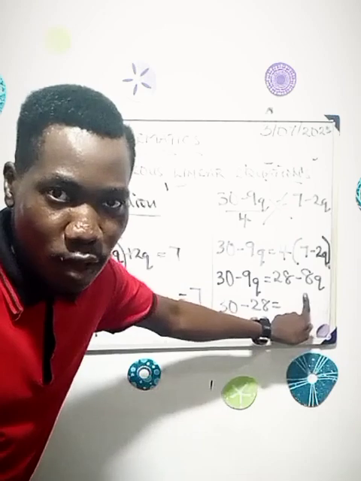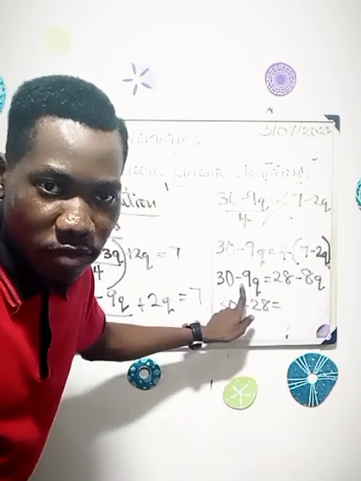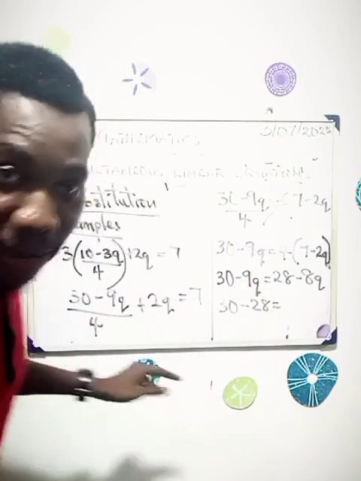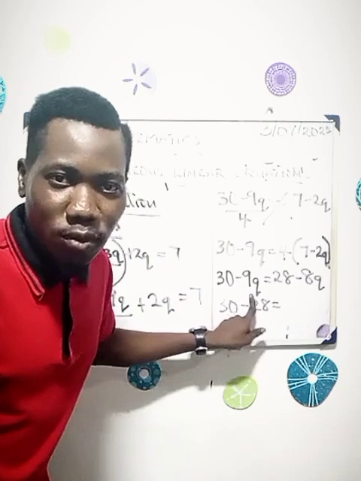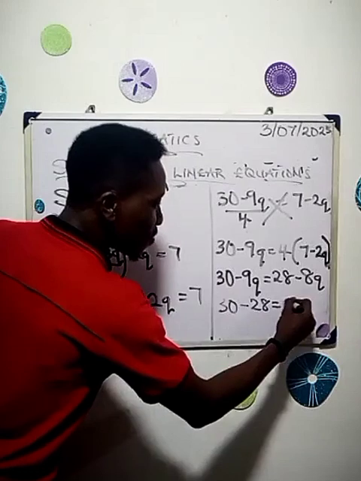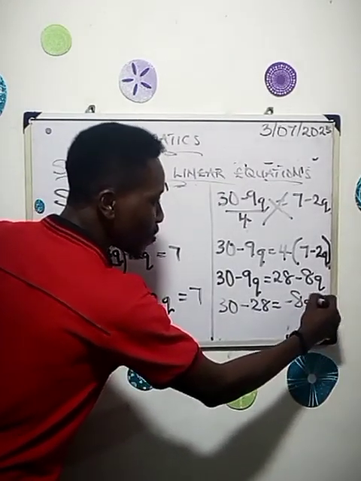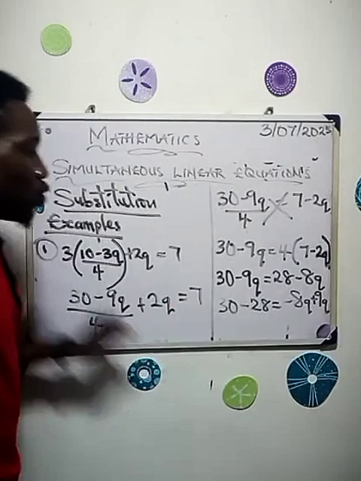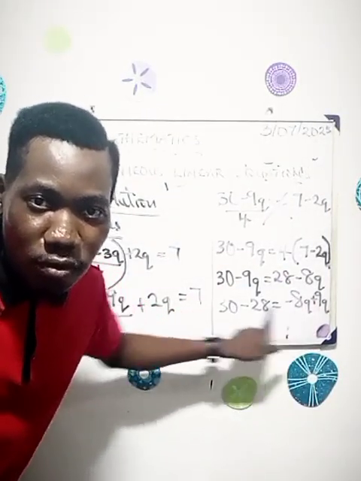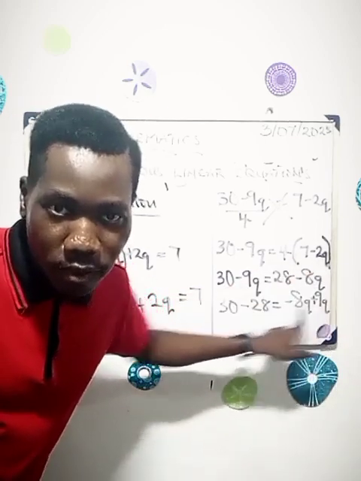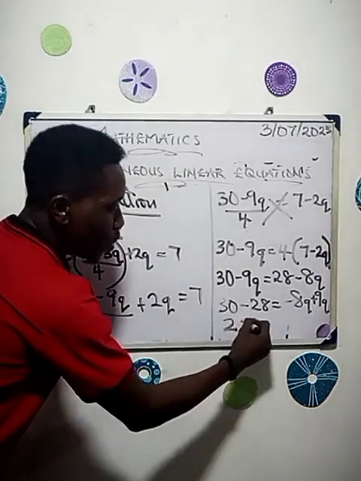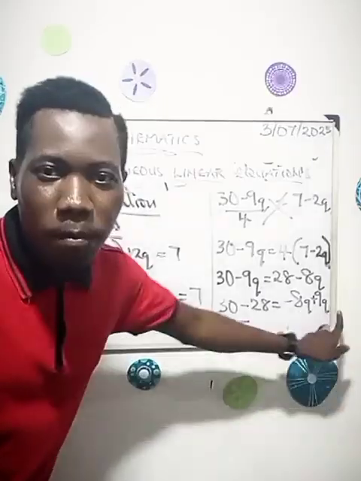Take note, it's not just 8q, it's minus 8q. And on this side we have minus 9q. So if it goes there, it becomes plus 9q. So we're going to have minus 8q plus 9q. So 30 minus 28 equals minus 8q plus 9q. 30 minus 28, 2. 2 equals minus 8q plus 9q.